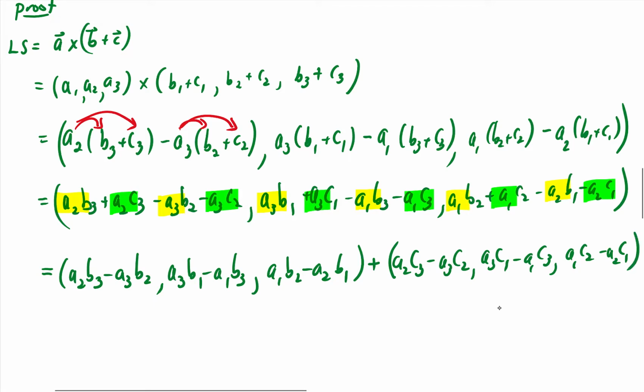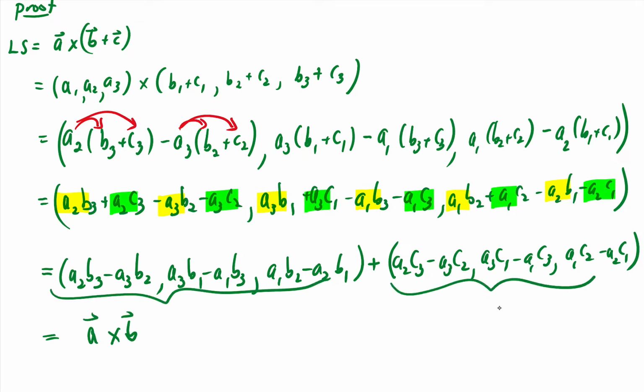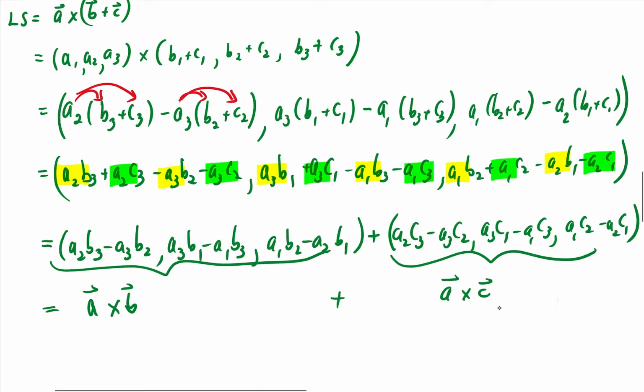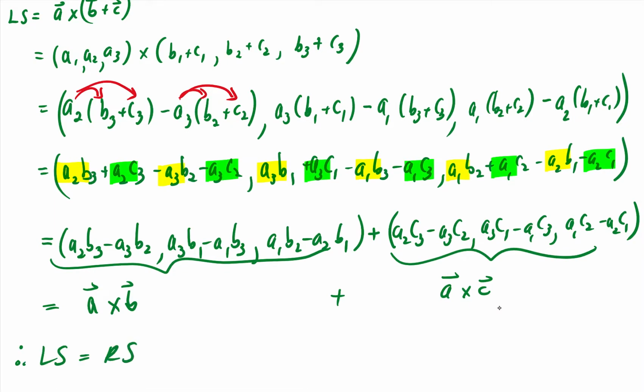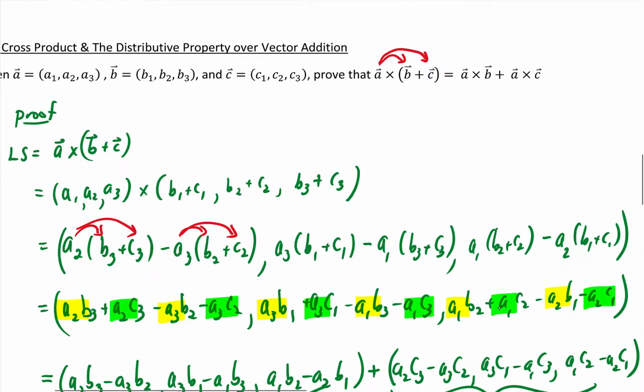And if you look closely at these two brackets, the first set of brackets is the cross product for A and B. So this is A cross B, all this. And all this here is A cross C. So now we've shown that the left side is equal to the right side, and that the distributive property over vector addition holds for the cross product. So that this up here is true.